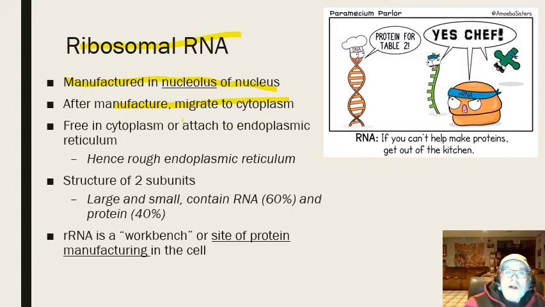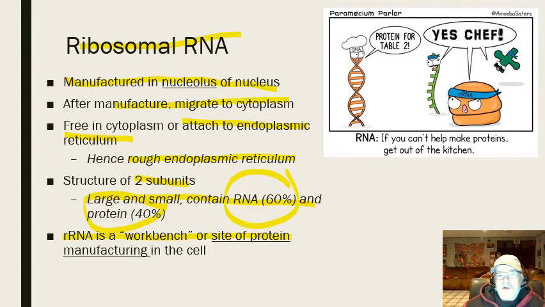Where do they go? They attach to the endoplasmic reticulum, hence the rough endoplasmic reticulum. Now it's making sense. Also, some will go to mitochondria and stuff like that, because we know we have mitochondrial RNA in there. Again, 2 subunits, large and small, contain 60% rRNA and about 40% protein. The rRNA is the workbench, or the site of protein manufacturing in the cell. So that messenger RNA is going to do what? It's going to go to my rRNA in the ribosome.